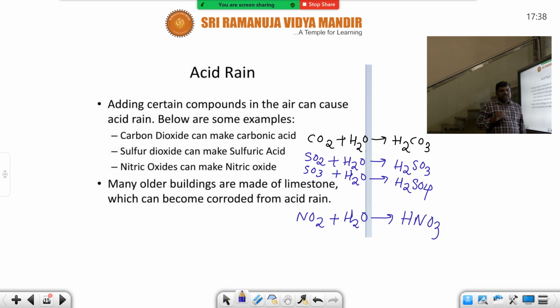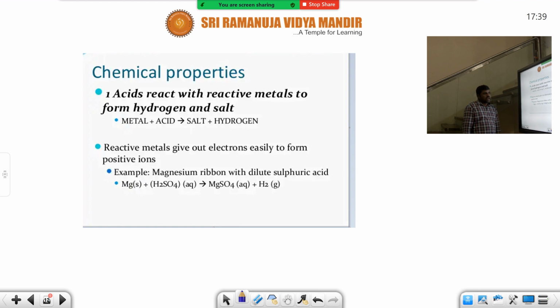Again, concentrate, students. It is a most important concept. Which oxides cause acid rain? CO2, NO2, SO3, SO2, and so on. All of them, that is the right option. Okay? Next, acids. I hope you are clear about acids.